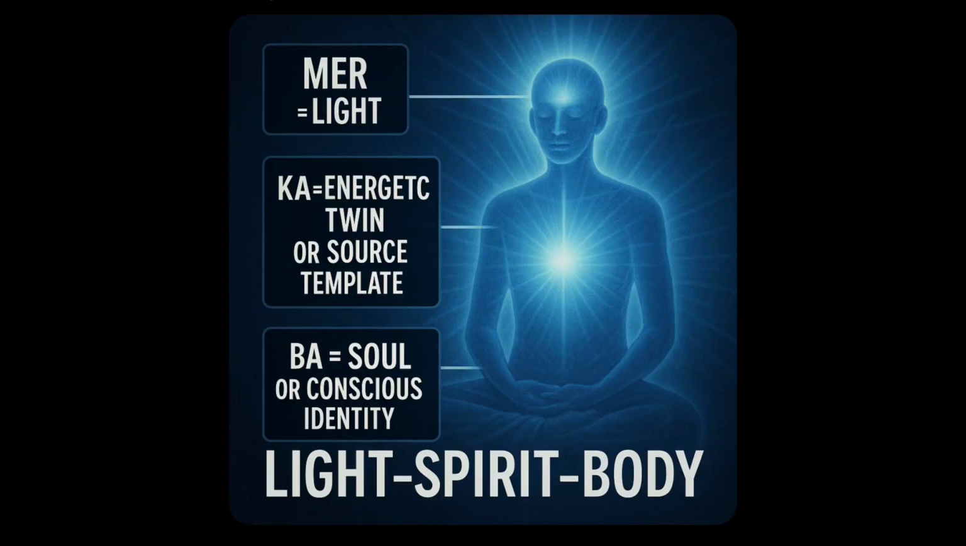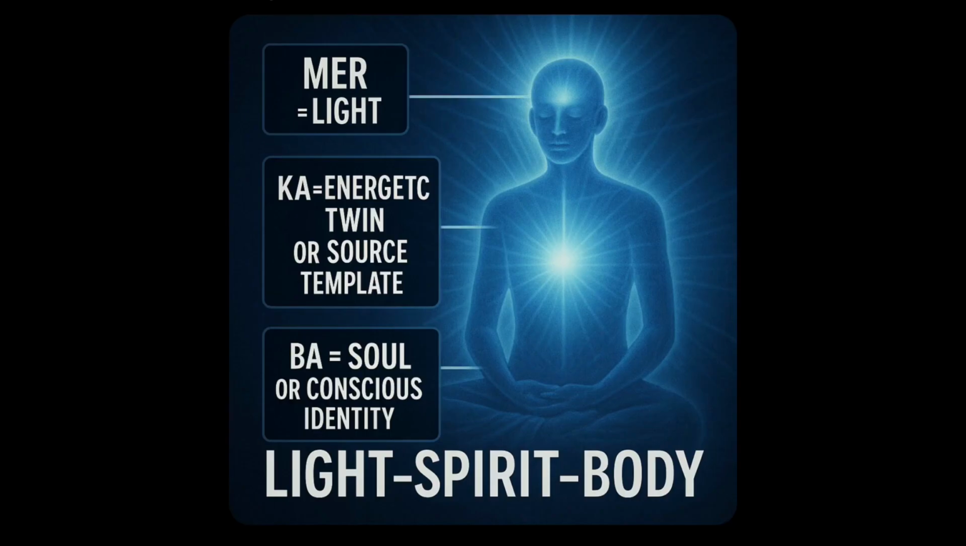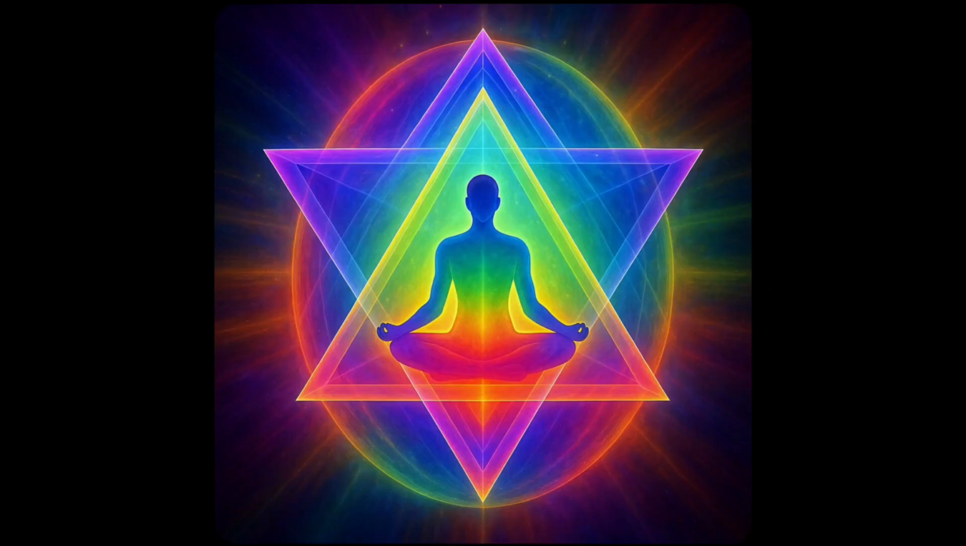They said your source template remains constant, whilst your Mer, which is light, and your Ba, which is your soul conscious identity, continue to grow and evolve. And what they're saying is that the Mer and the Ba are constantly evolving and changing, and that the Ka is a constant. It's the healed version of you, and it's your energetic twin in the field. It's your source template.